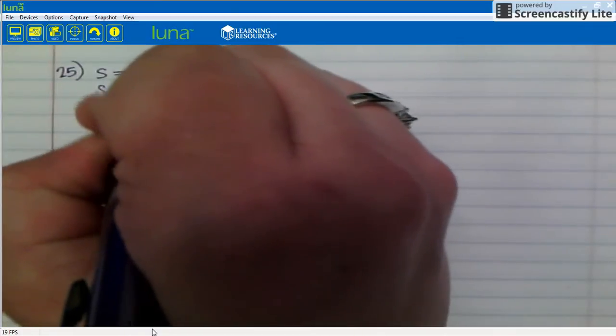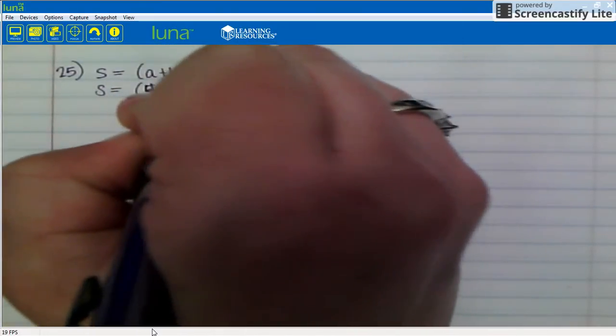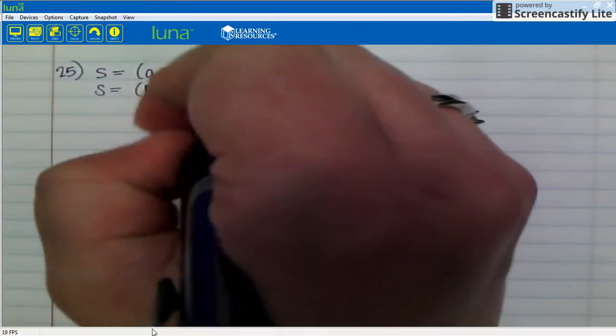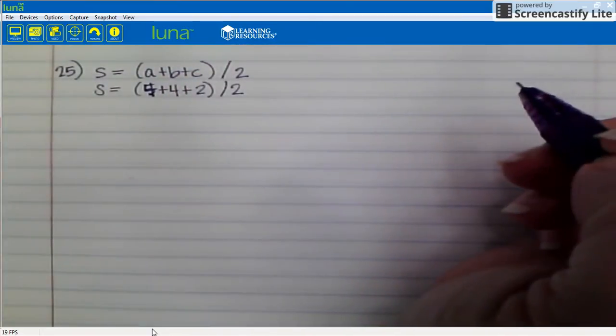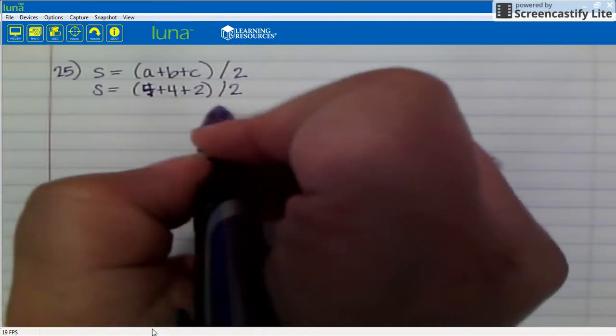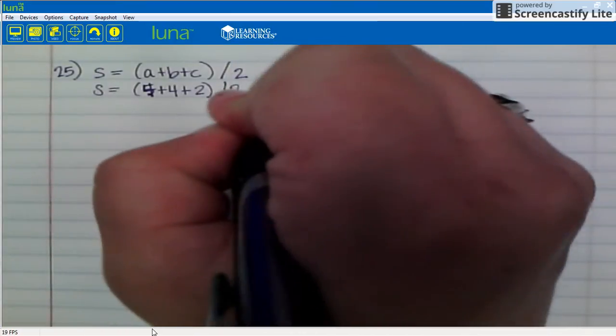Well, I don't know where 5 came from. 4 plus 4 plus 2 divided by 2. So this is 8 plus 2 is 10, and 10 divided by 2 is going to give me 5.